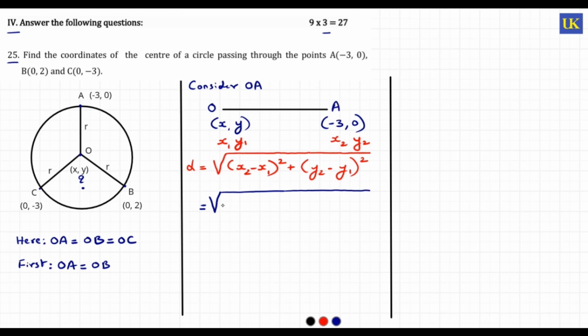Alright. So x2 is how much? x2 is minus 3. Then this minus sign as it is. x1 is how much? For the time being I have taken x, so x square, plus y2 is how much? 0 minus y1, and y1 is y, the whole square.